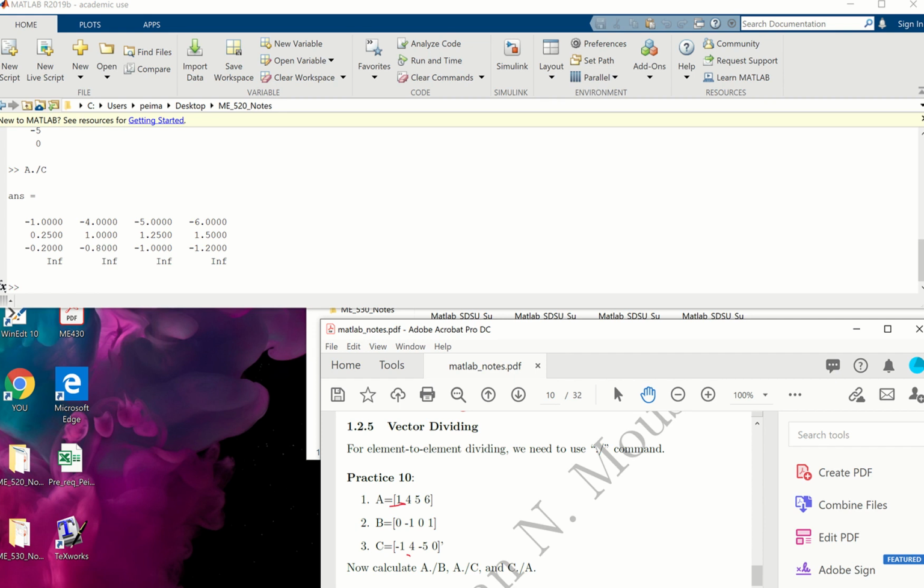Okay? So, you have to be very careful of these operations, guys. Star, dot star, this means element by element multiplication. Dot divide means element by element division. Sorry guys, division. Dividing, that's right. So there's a distinguished difference between them. Understand?